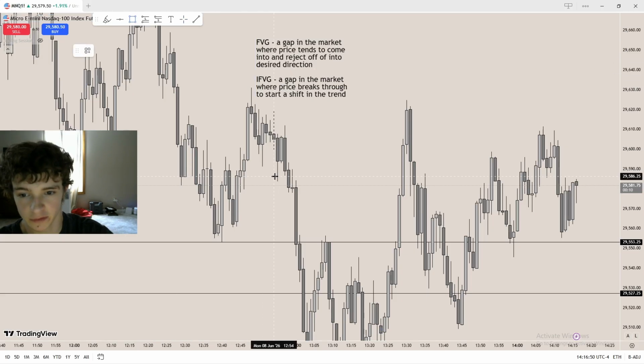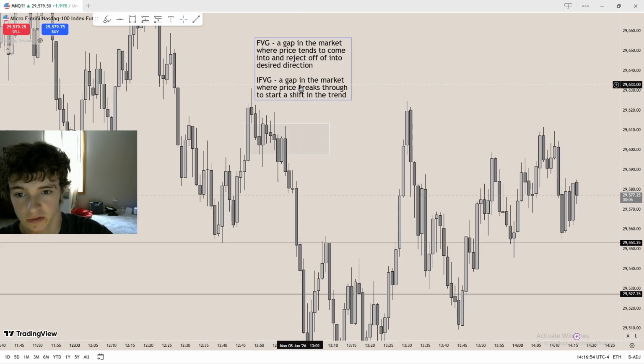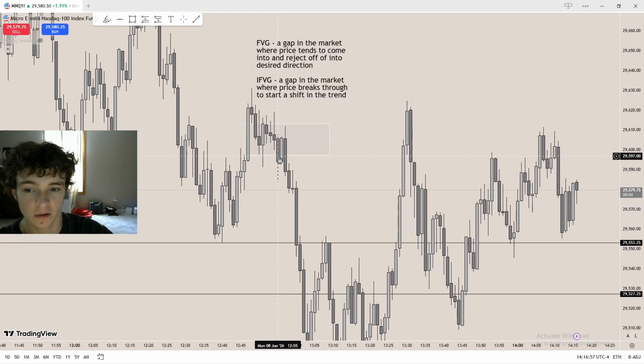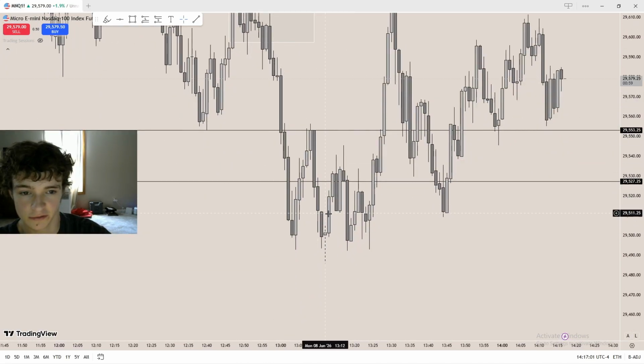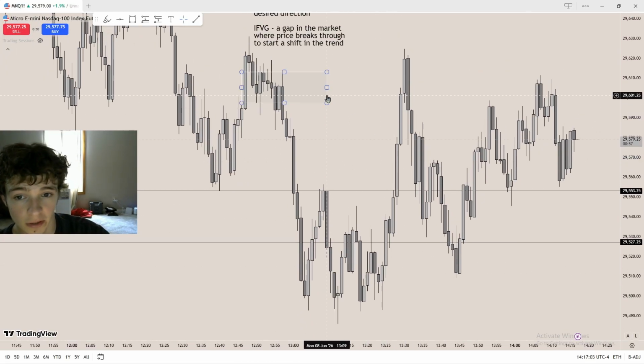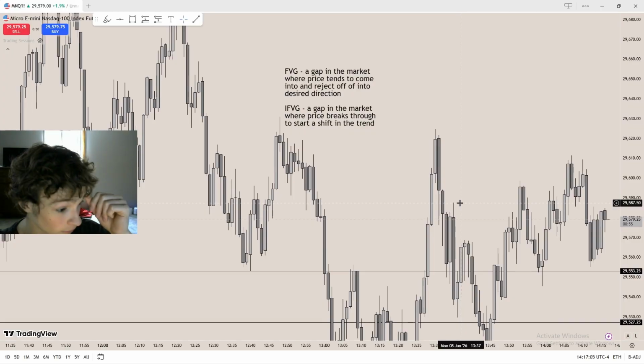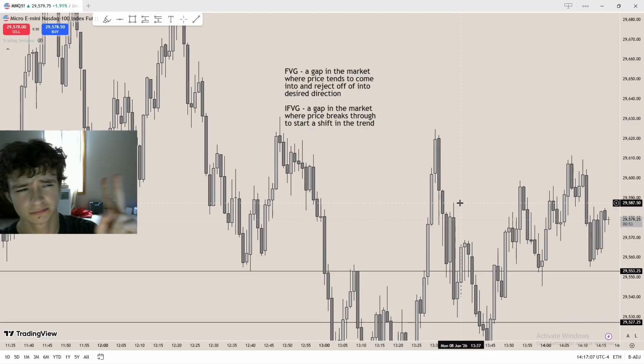Let me just go over that one more time for you guys. So we saw price break through here, and it ultimately shifted the trend from an uptrend to a downtrend, and we caught all these lows. Pretty good. And then I'm gonna do another fair value gap and another inverse.